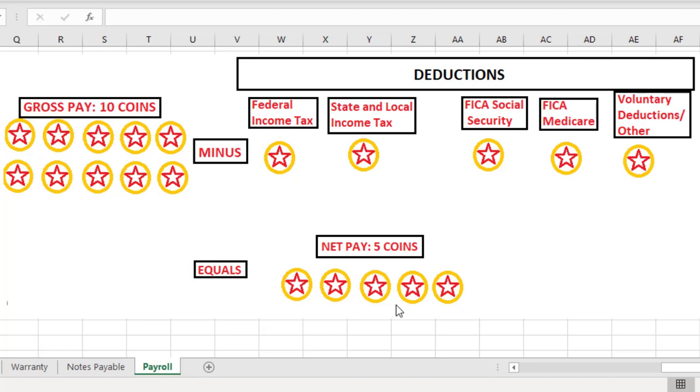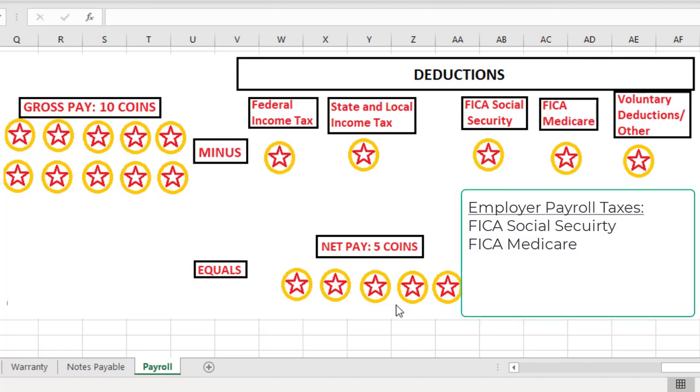The employer, meaning the company or business you are working for, also must pay a few taxes on your behalf, which we call payroll taxes. These include the FICA, Social Security, and Medicare taxes again. The employer simply matches whatever the employee pays. The employer also pays unemployment taxes.